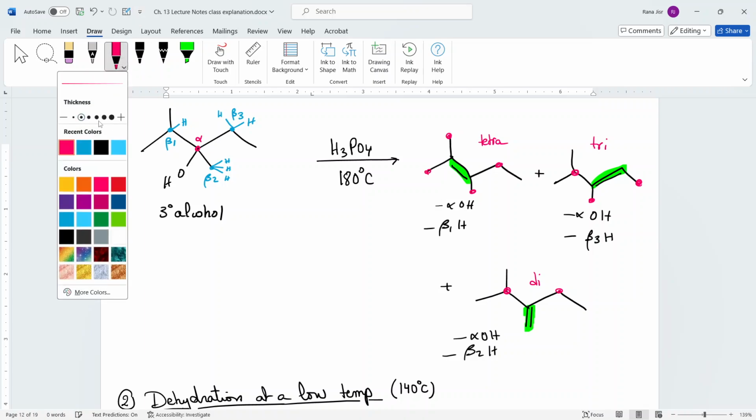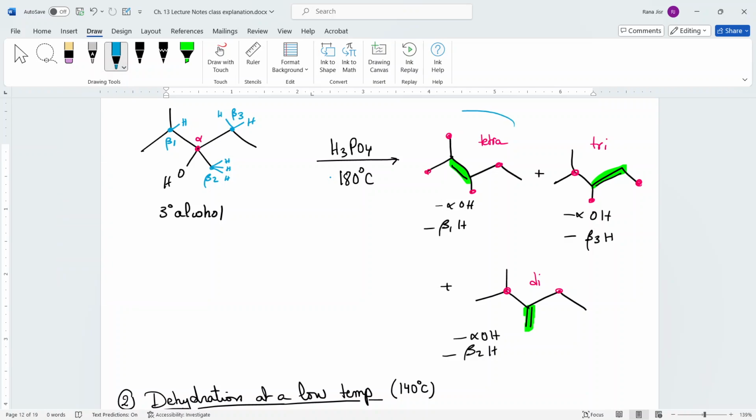So definitely the tetra is going to be the major product. So this guy over here is going to be my major product. And the minors are going to be the tri and the di. So this one is going to be the minor, and that one is going to be the minor as well.